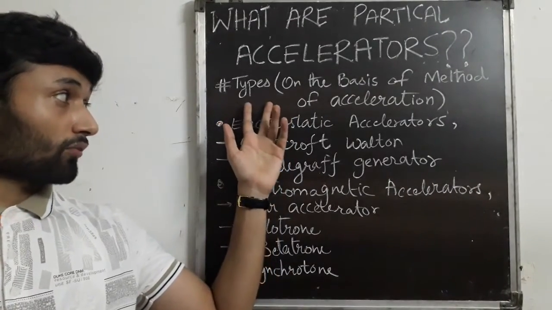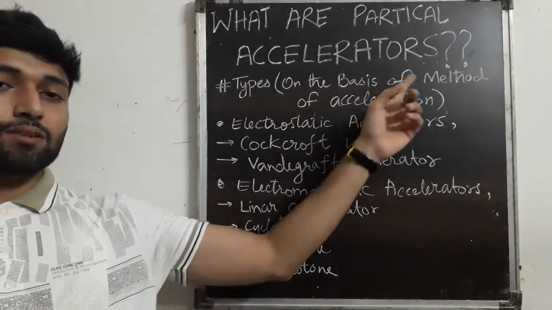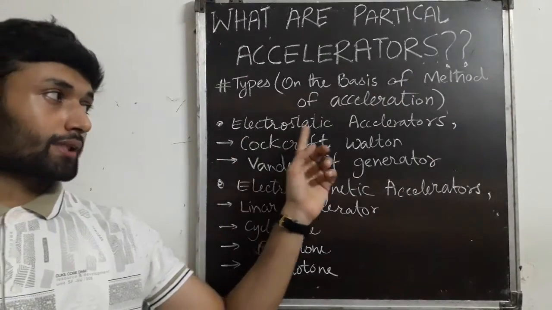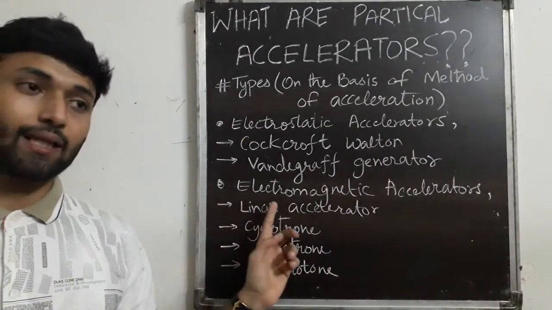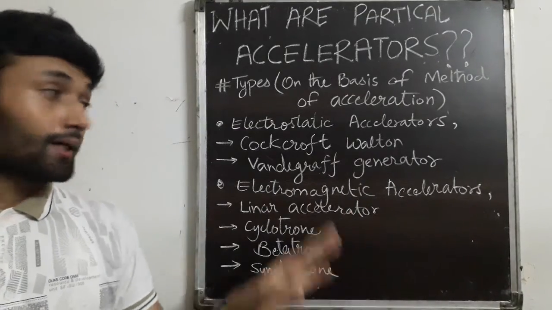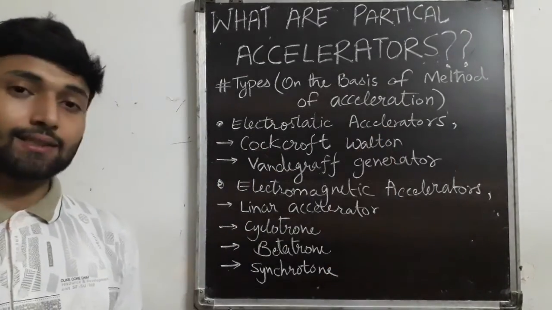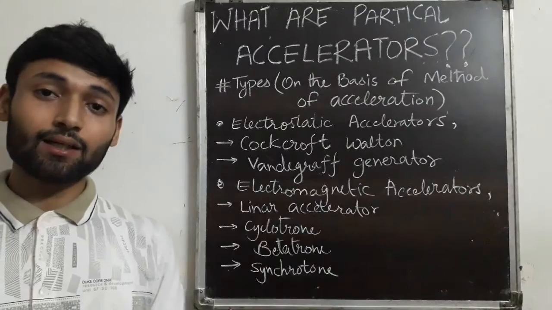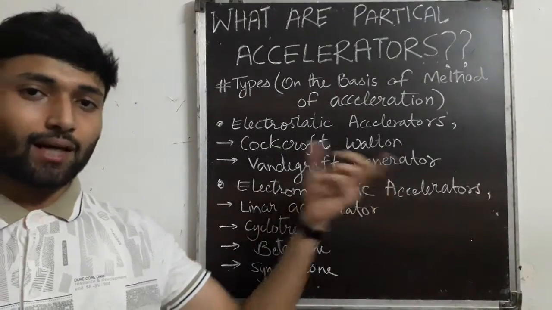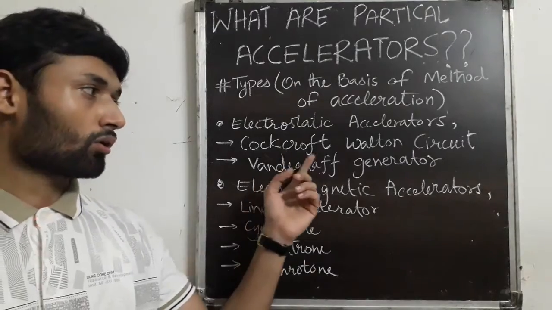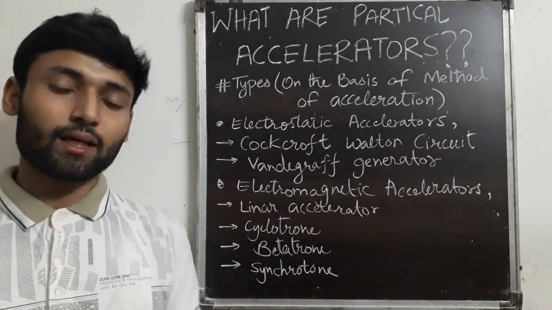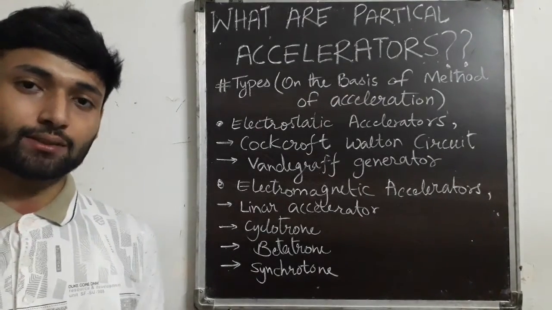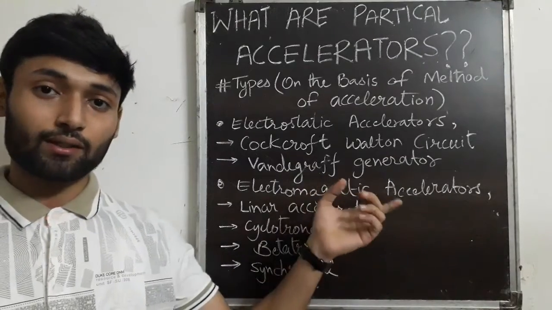Here are the types of particle accelerator on the basis of the method of acceleration. The first type is electrostatic accelerators and the second type is electromagnetic accelerators. In electrostatic accelerators, there is a static electric field. The source of the ion is placed in this static high electric field to accelerate the ions and to increase their energy. The Cockcroft-Walton circuit is basically a voltage multiplier circuit to increase the potential difference between 2 points to a very high value, and consequently the electric field.